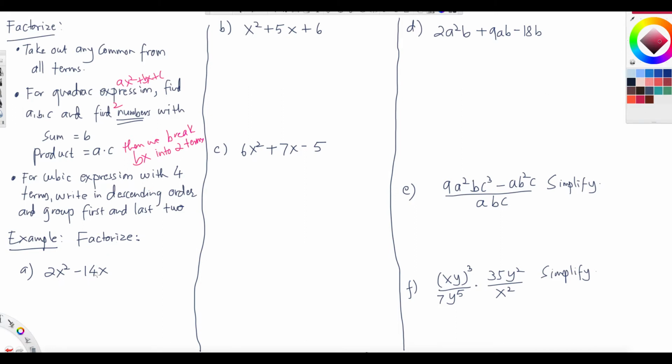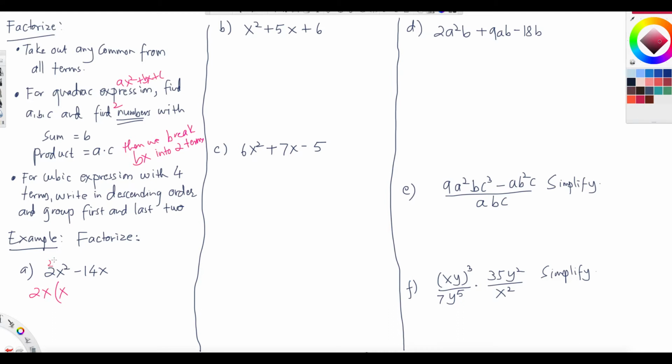There is 2x squared minus 14x. Now we will see, is there anything common between these two terms? Yes, definitely. What is common? There is 2x times x. There is 14, like 2 times 7 times x, right? So 2 is common and x is also common. So I'm taking 2 and one of the x out. What is left is one x, right? Because you are dividing by 2x. You can think that way.